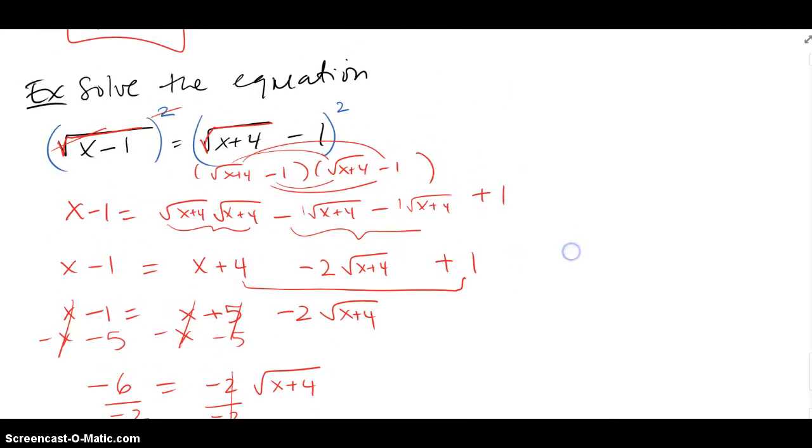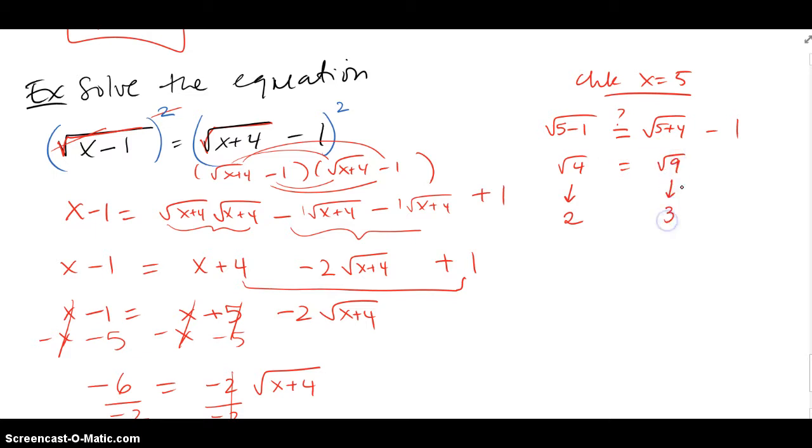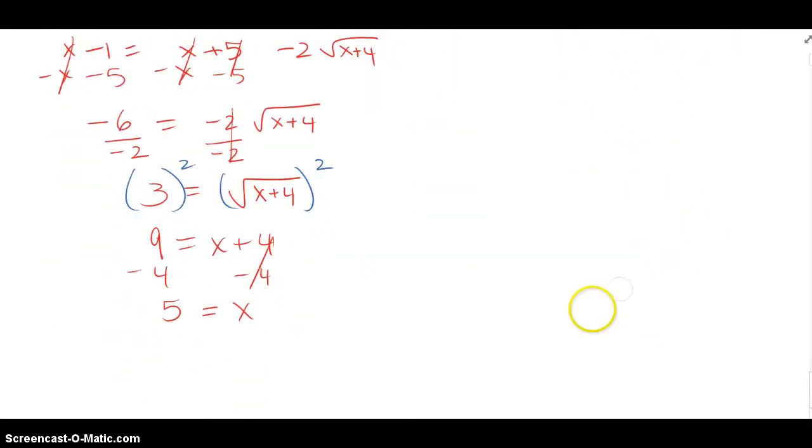But we have to go back to the top and check x equals 5 and see if it works in the original problem. So 5 minus 1, is that equal to 5 plus 4 minus 1? That's going to give me a 4, which is going to pop out a 2. That's going to give me a 9, which is going to pop out a 3. And then I have the minus 1, and it looks like 3 minus 1 is 2. So x equals 5 checks out, and our solution is x equals 5.